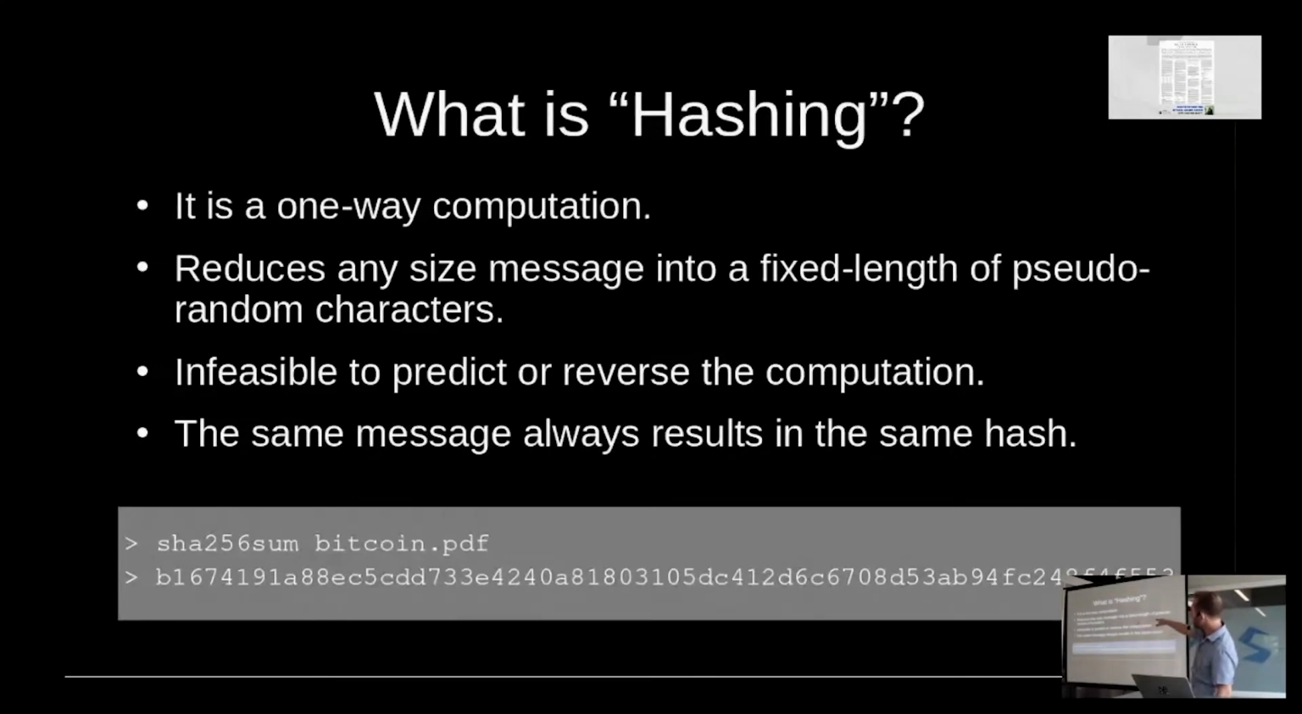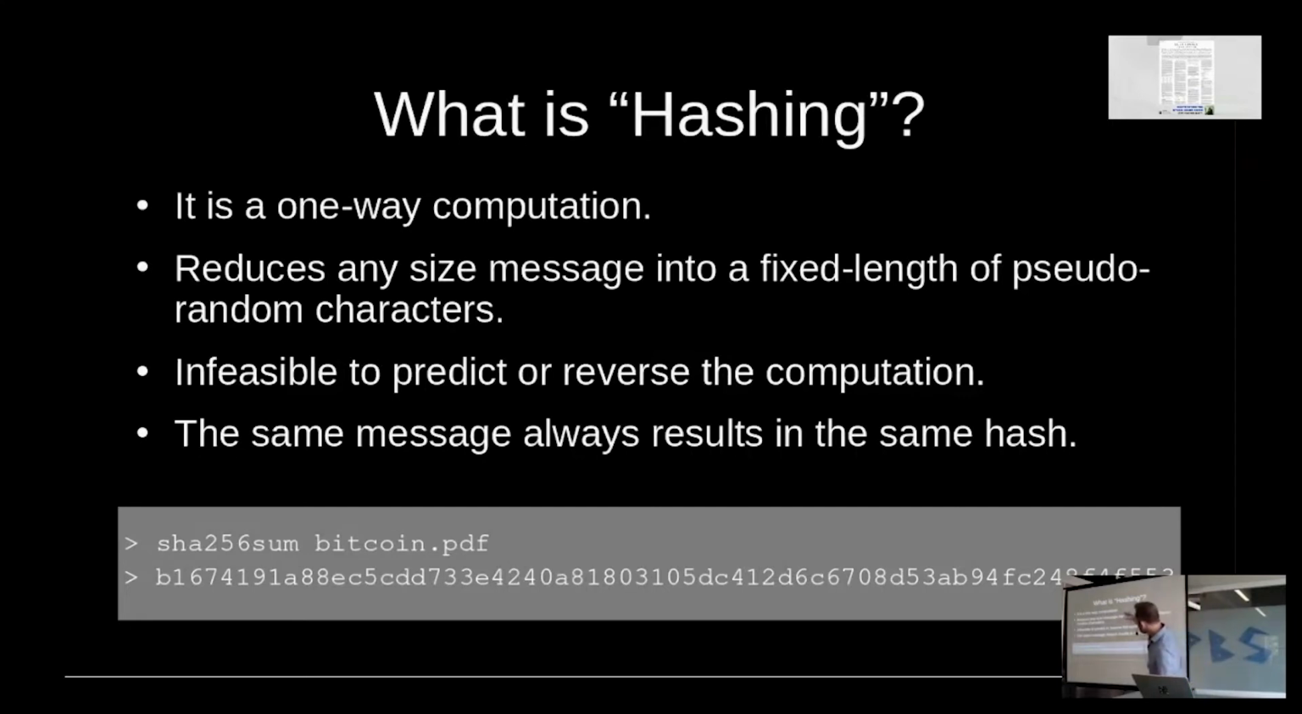It reduces any size message into a fixed length of pseudo-random characters, and we'll get into why it's pseudo-random. It's infeasible to predict or reverse this computation. Until you run this through here, you have no idea what these numbers are going to be. However, it is deterministic. So if other people run this file or any other file through a hashing function, you will all get the same number. So it's not completely random, but there's no way to predict what output you're going to get beforehand. And the same message always results in the same hash.